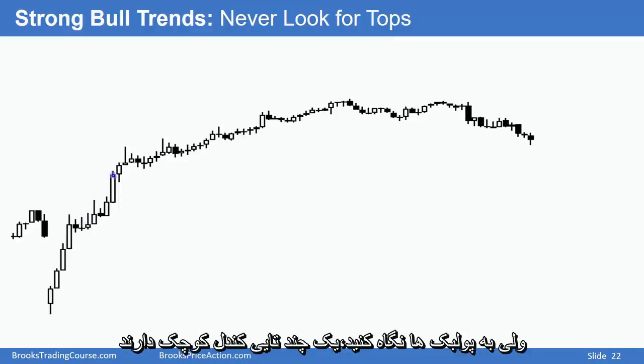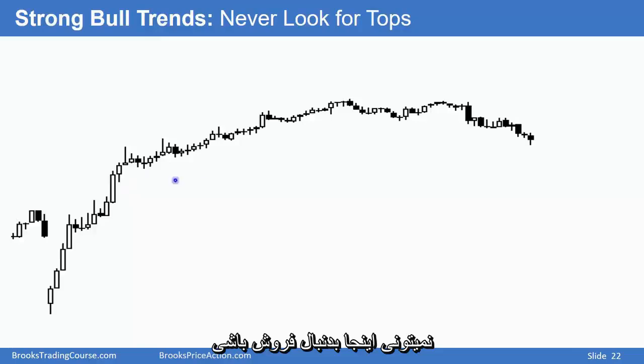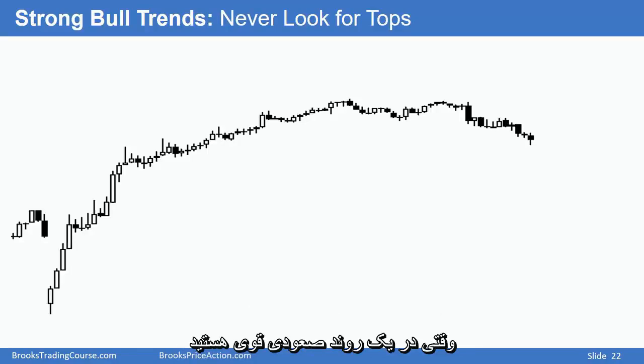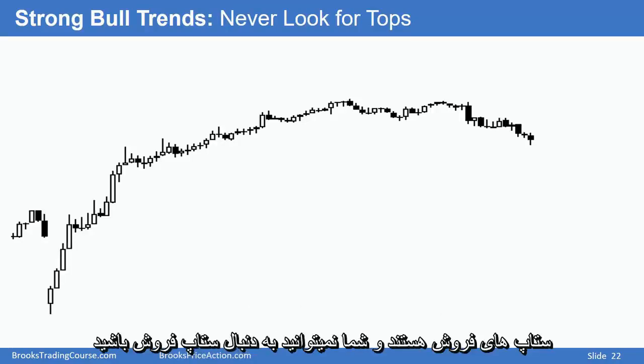But look at the pullbacks. A couple tiny bars, 1 bar, 1 bar. You cannot be looking to sell this. Gaps between this high and that low, this high and that low. This is an extremely strong bull trend, so don't start looking for low 1, low 2, low 3s. When you're in a very strong bull trend, a low 1, low 2, low 3 is a sell setup, and you cannot be looking for sell setups.